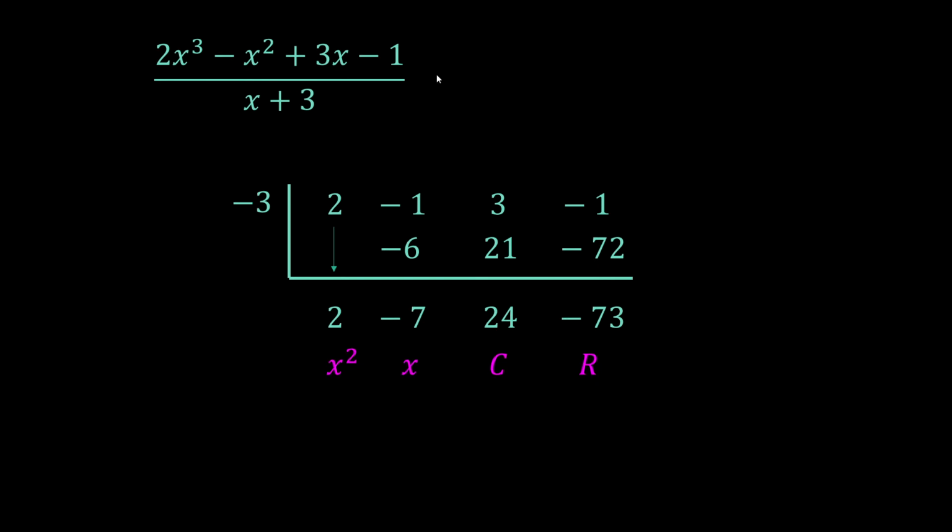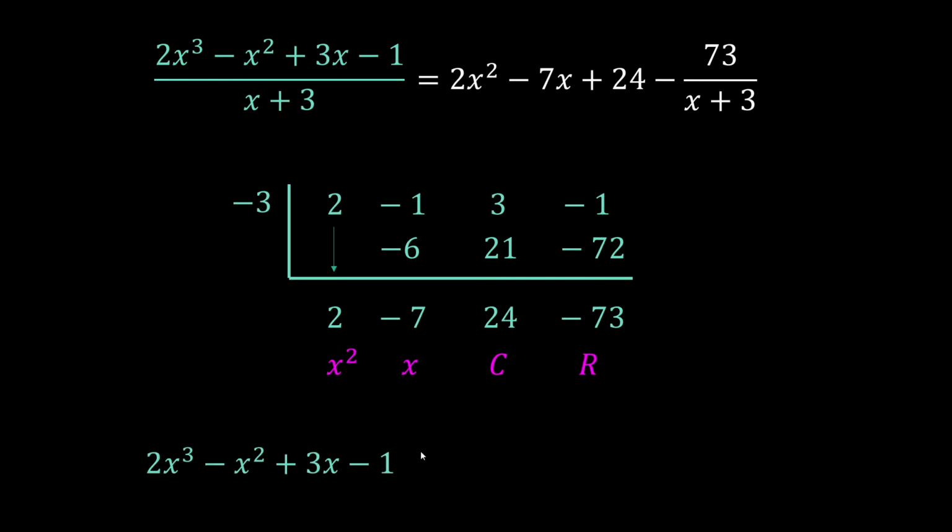So the answer, the quotient up here is going to be 2x squared take 7x plus 24, and then our remainder, which is -73, over what we're dividing by, which is x plus 3. Or if you wanted to just factor out this x plus 3, again, we could rewrite this polynomial like this and say x plus 3 out the front, our quotient, which is 2x squared take 7x plus 24, plus our remainder, which happens to be -73.